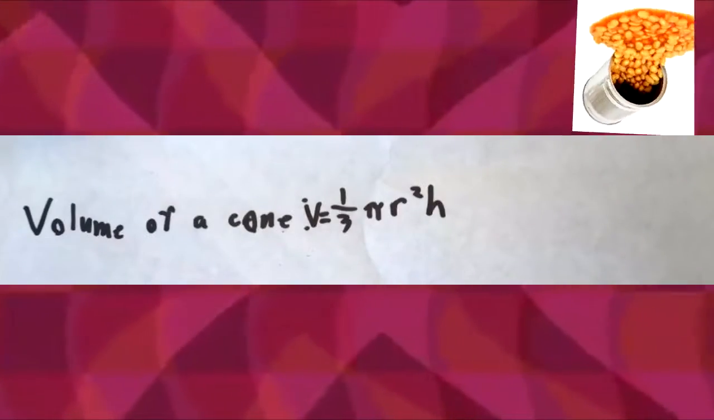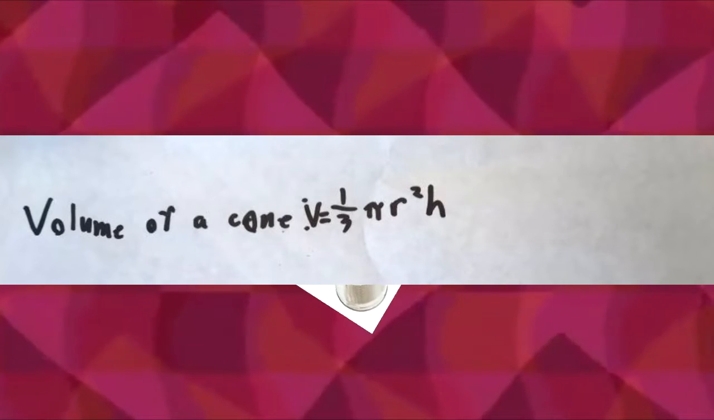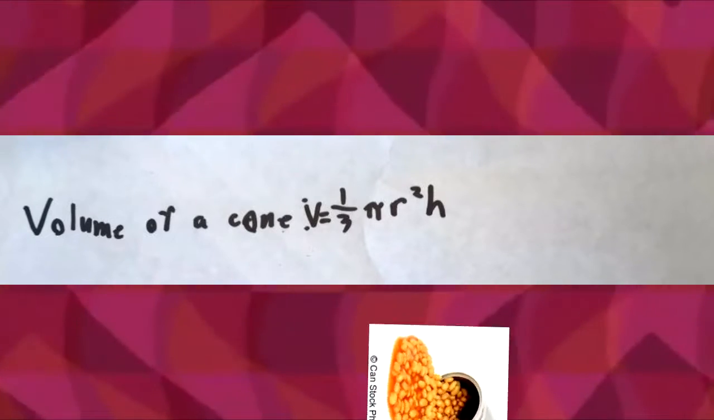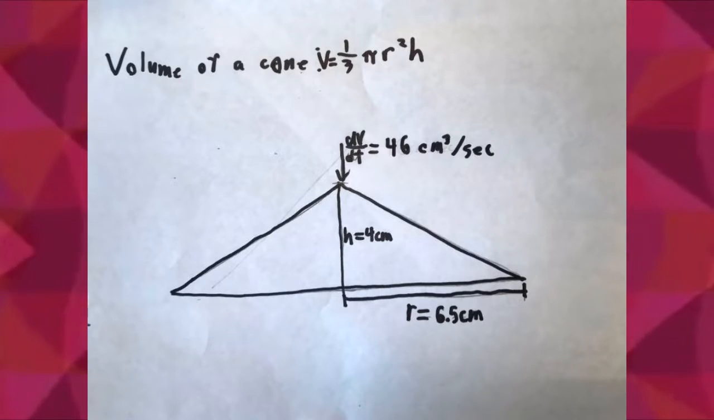Your first step in any related rates problem is to determine what formula you need to be using. In this case, we'll be using the formula for the volume of a cone, which is V equals 1/3 pi r squared height. Now, your next step is to draw a diagram and fill in the variables that you know.